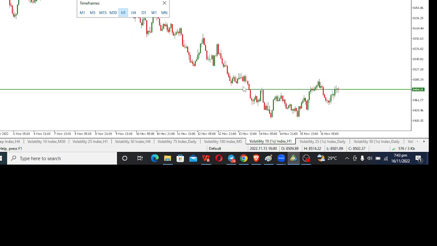I said support is when a falling market stops, changes direction, and then begins to rise. So this is a falling market. The market was moving all the way from this particular area and then moved down here. So let me indicate them with these lines.